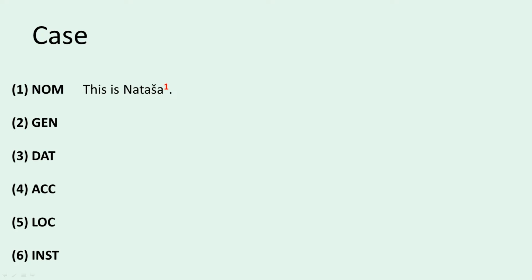Starting with the nominative, we have: this is Natasha. The superscript numbers will signify which case this would be in Slovene. This is Natasha is "to je Natasha" in Slovene. Our genitive example is: I don't see Natasha, which is "ne vidim Natashe" in Slovene.